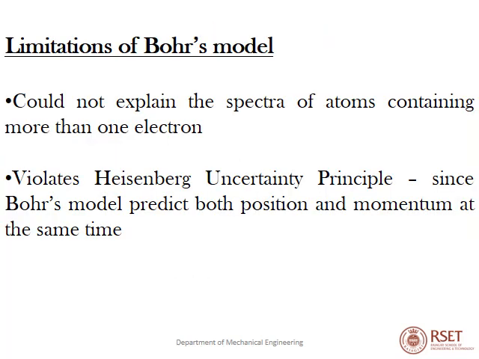There are some limitations as well. It could not explain the spectra of atoms containing more than one electron. It clearly gives you the idea of a hydrogen atom, but for heavier atoms it will be difficult for this model to explain. It also violates Heisenberg's uncertainty principle, since Bohr's model predicts both position and momentum at the same time, which is not actually possible by Heisenberg's principle.